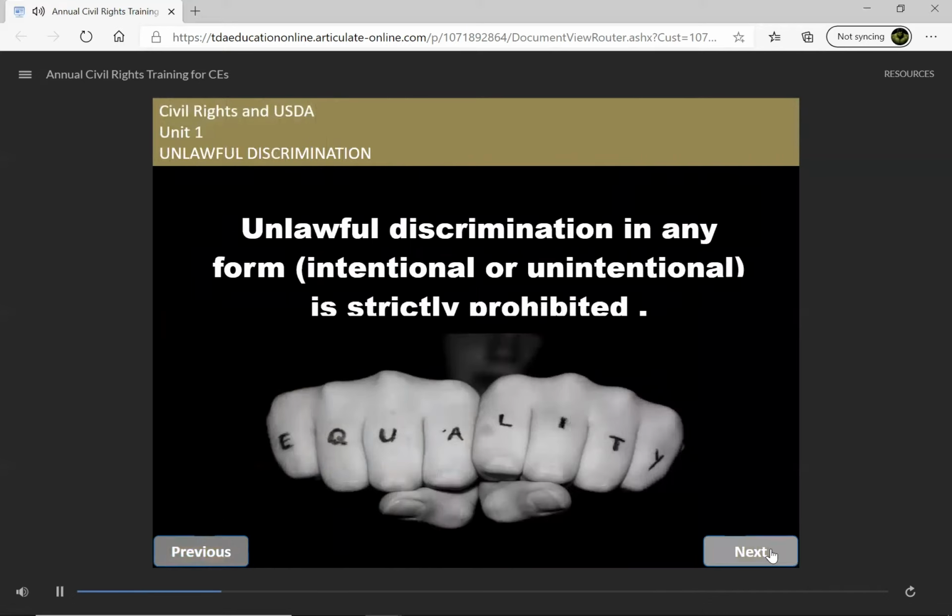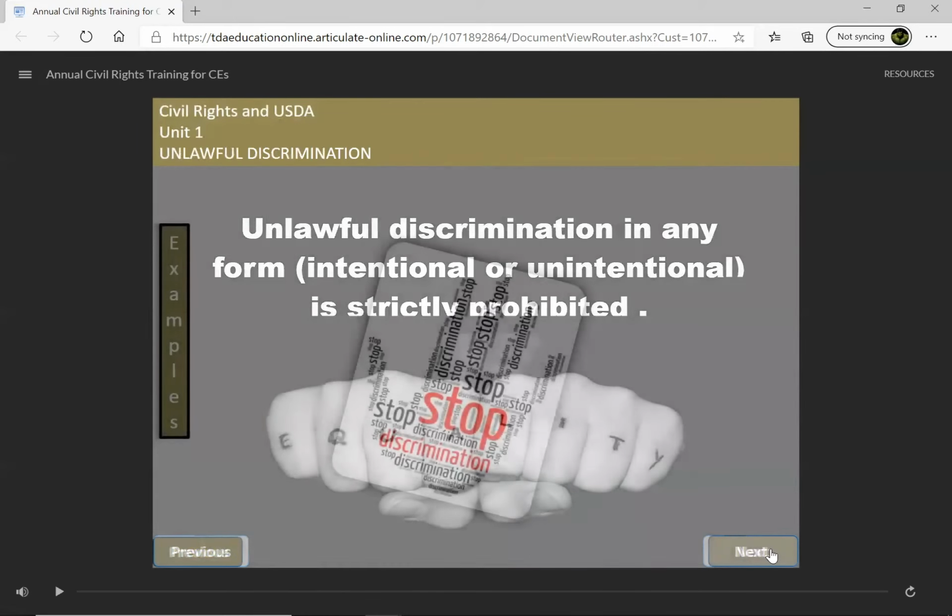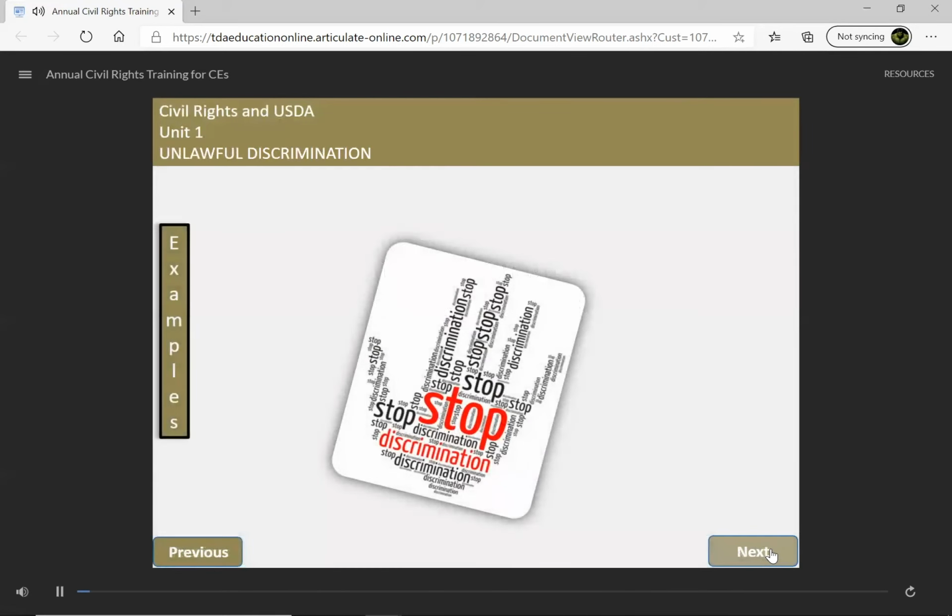Just a key point to remember: unlawful discrimination in any form is strictly prohibited and can be intentional or unintentional. Here are some examples of unlawful discrimination.